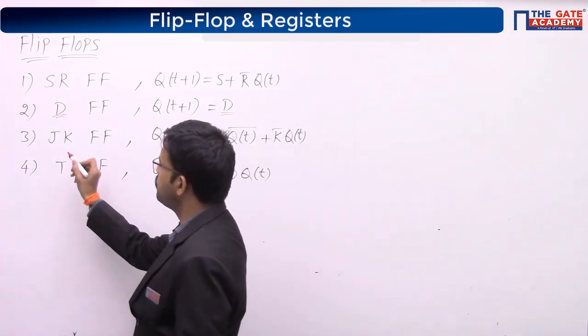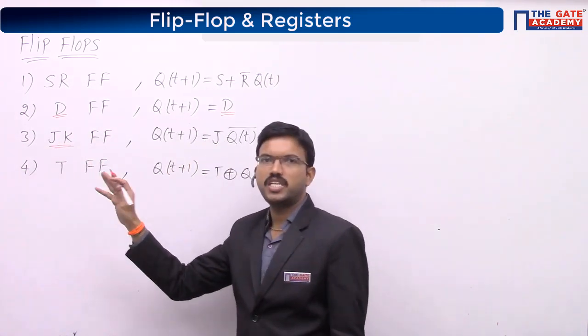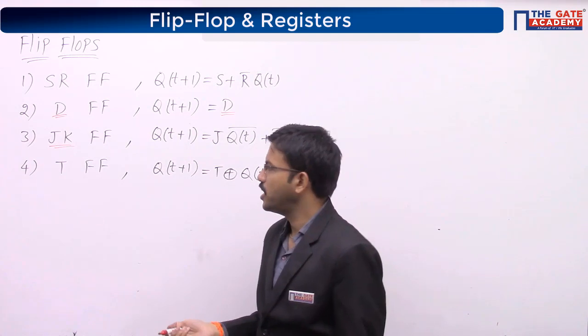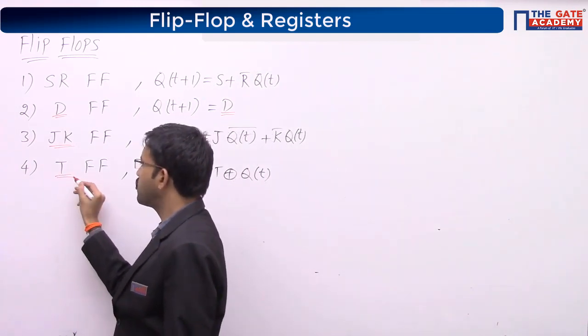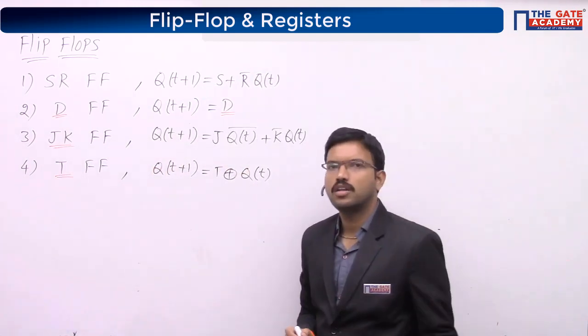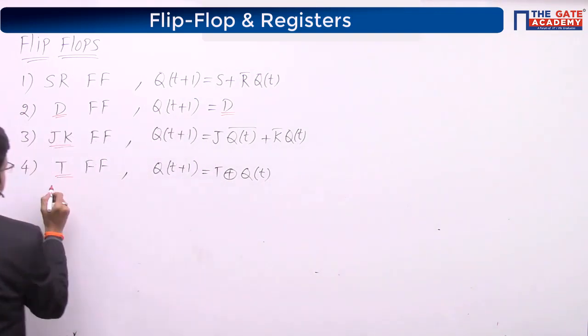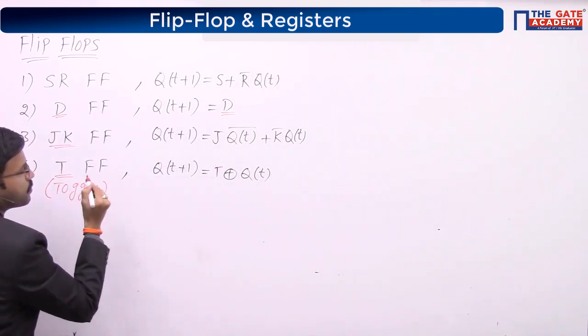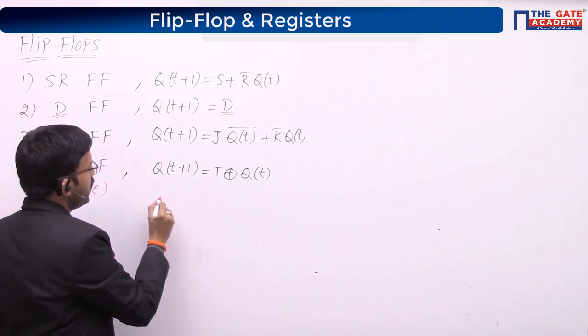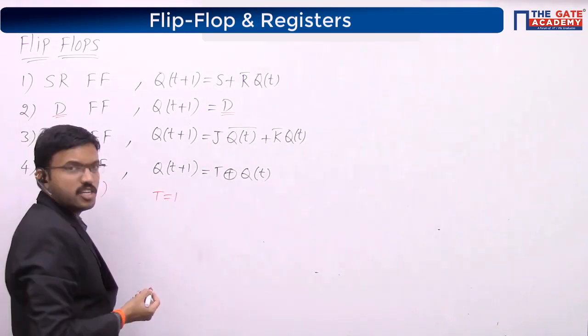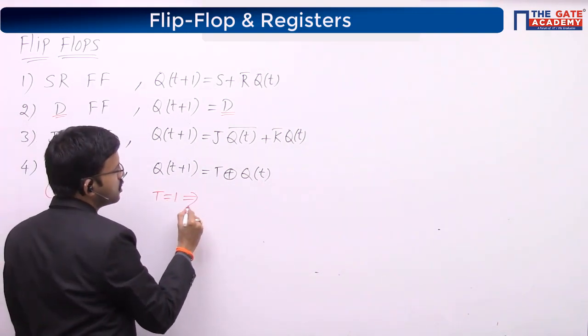For the JK flip-flop, we are giving two inputs, J and K, so accordingly the name came. Whereas for the T flip-flop, what is the other name? Toggle. The T flip-flop is called the toggle flip-flop. Because see, if you make T equal to 1, then what will be the characteristic equation?